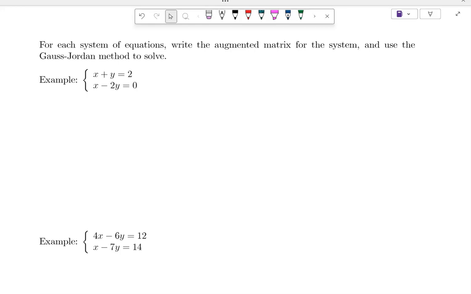Okay. So first, what does your augmented matrix look like here? What's your first row going to be? Yeah, 1, 1, bar 2, right? What's your second row going to look like? Good. 1, -2, and 0. Good. Everybody okay with getting the augmented matrix set up? That's okay? All right. First step in the Gauss-Jordan method is what?